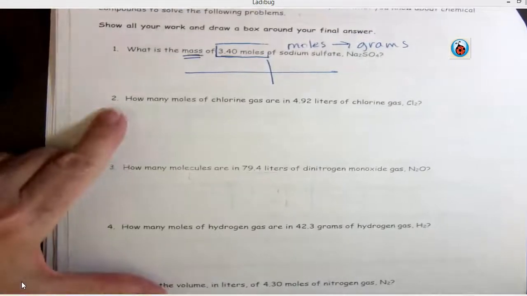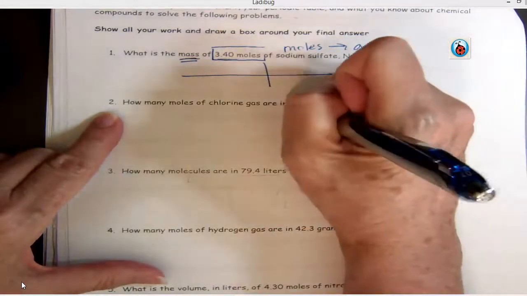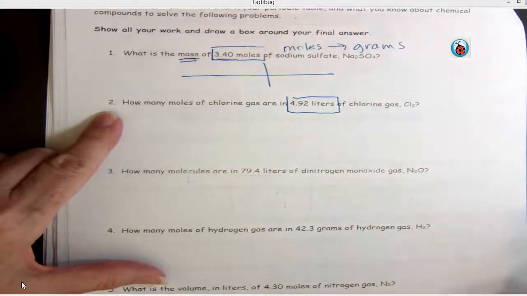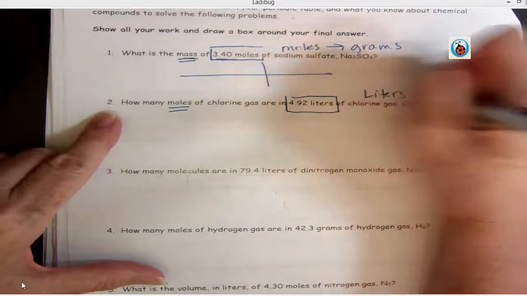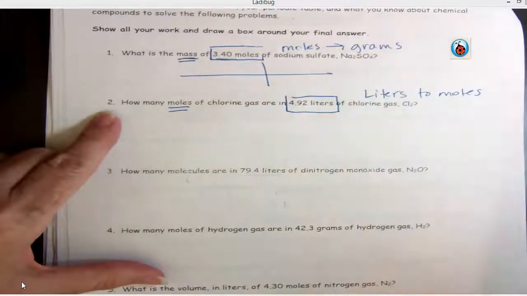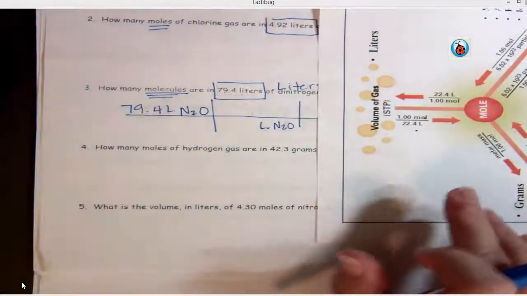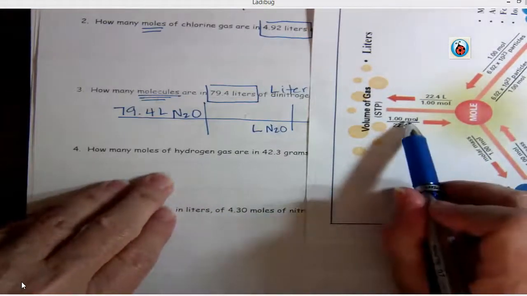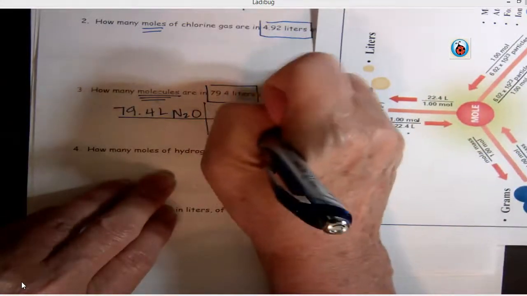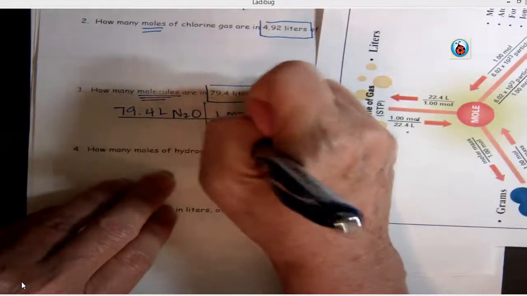Same thing on number 2. How many moles of chlorine gas are in 4.92 liters of chlorine gas? So this time I know liters, and I want to know moles. So this says I'm going liters to moles. Once again, I'm going to look at what it says right here. It says I'm going to put 1 mole on top, and I'm going to put 22.4 liters on the bottom.